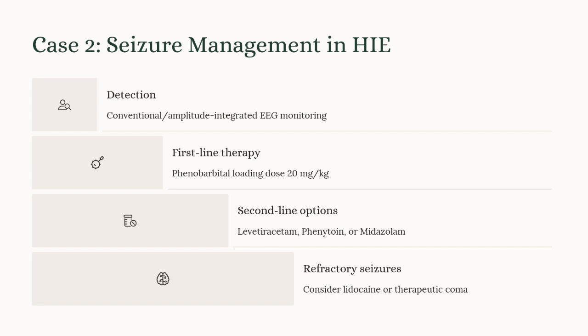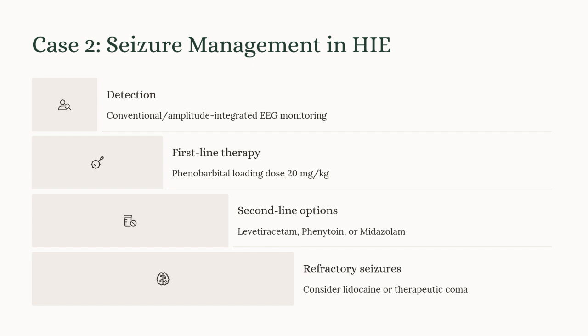Seizures in HIE babies can be silent killers: subtle lip smacks, eye deviation, apnea spells. You need EEG. Here's the first-line arsenal. Phenobarbital at 20 mg per kilogram, our go-to. If seizures persist, levetiracetam, phenytoin, or midazolam step in. Still seizing? Consider a therapeutic coma with lidocaine or continuous infusions.